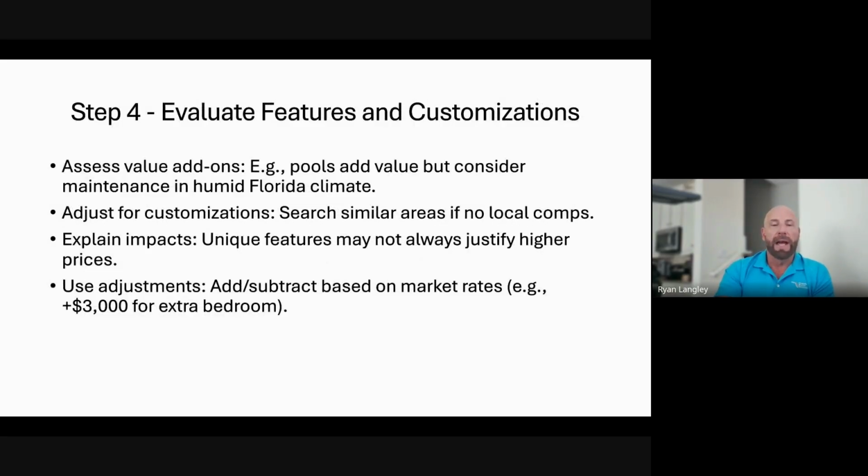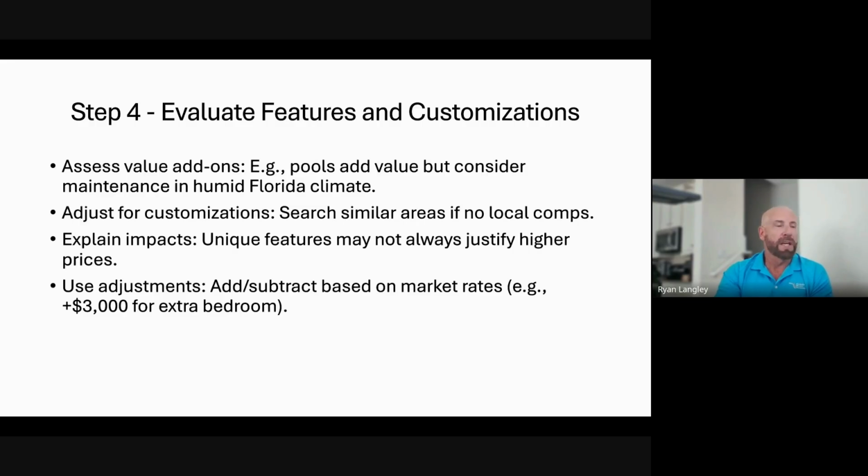Assess value add-ons. Example, pools add value, but consider maintenance in humid Florida climate. Pools add value to a lot of buyers, not to everyone, and they never appraise. They never appraise for what they should. A new pool costs you $75,000, an average pool right now to build, and you get about $17,000 on an appraisal. So it's not very good. But hopefully you enjoy it.